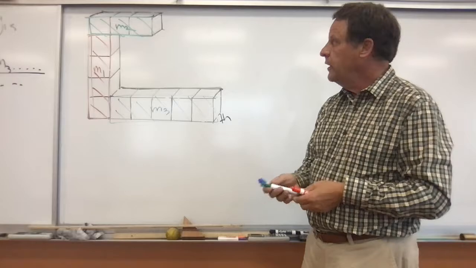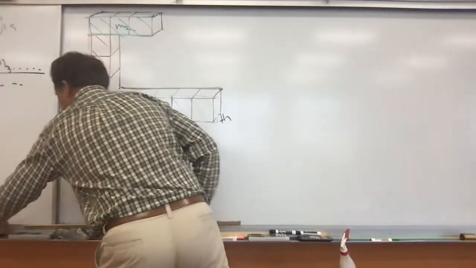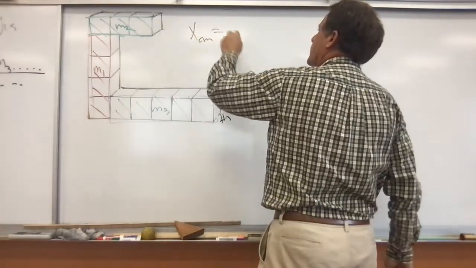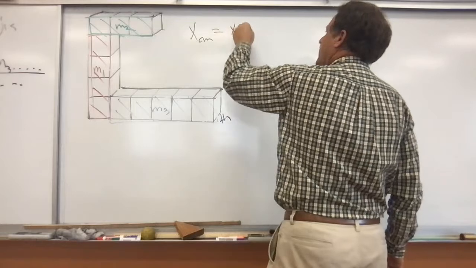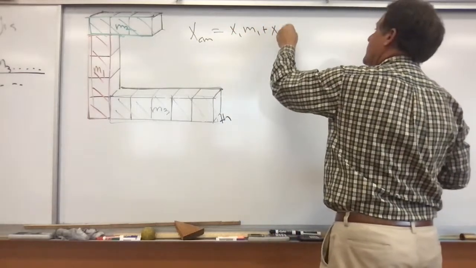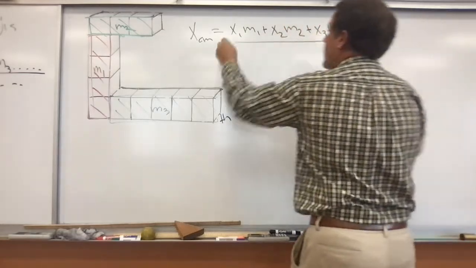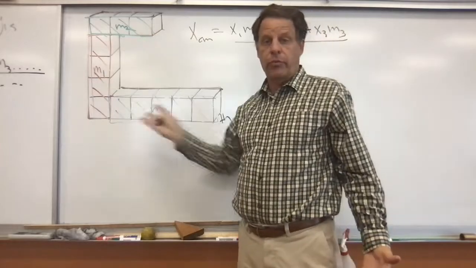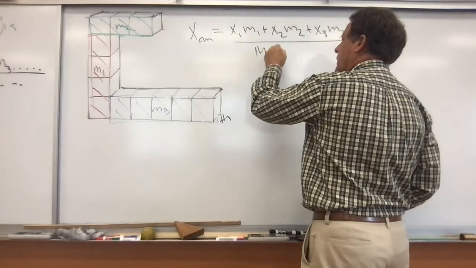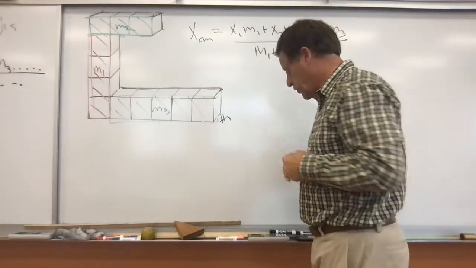Okay, so now we're going to take our equation, and we're going to say x center of mass is equal to x1 m1 plus x2 m2 plus x3 m3. And now we only have 3 objects here, so we're essentially done here, which is going to be m1 plus m2 plus m3, which is going to be our total mass.